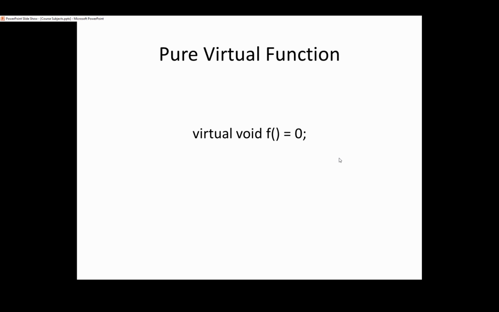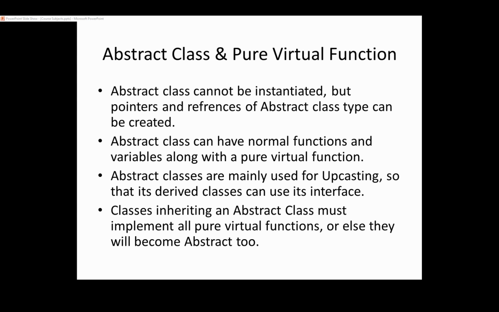So as a summary, abstract classes cannot be instantiated, but pointers and references of abstract class type can be created. Abstract classes can have normal functions and variables along with a pure virtual function. Abstract classes are mainly used for upcasting so that its derived classes can use its interface. And classes inheriting an abstract class must implement all pure virtual functions, or else they will become abstract too. So let's dive into code and see some examples to understand abstract classes and pure virtual functions better.